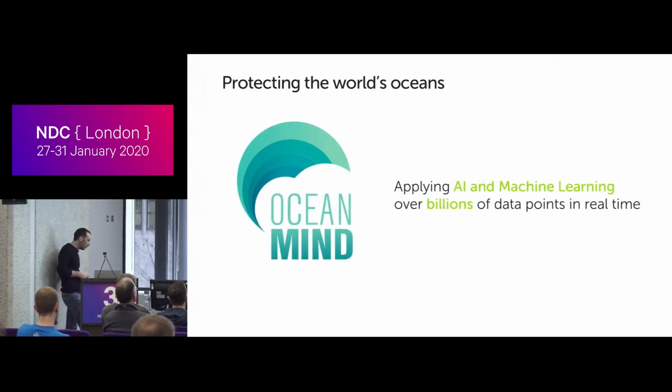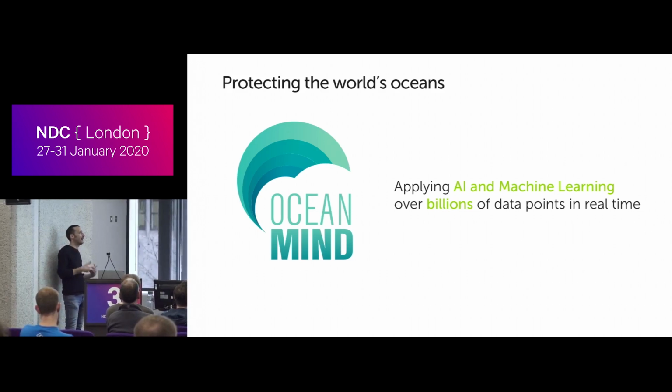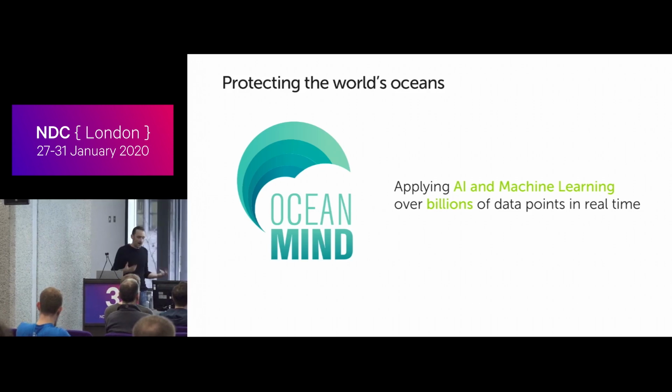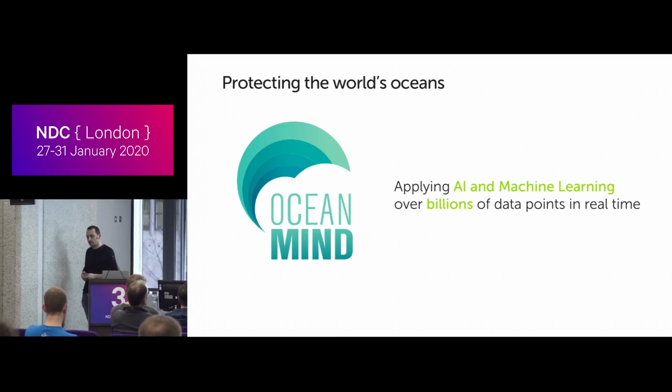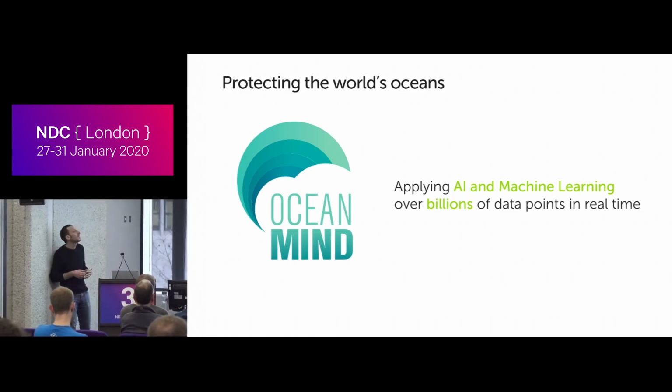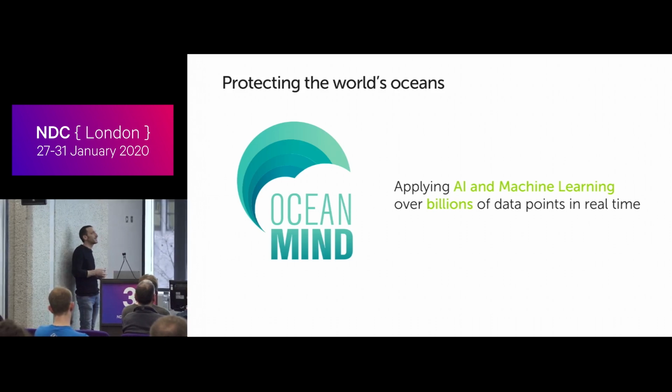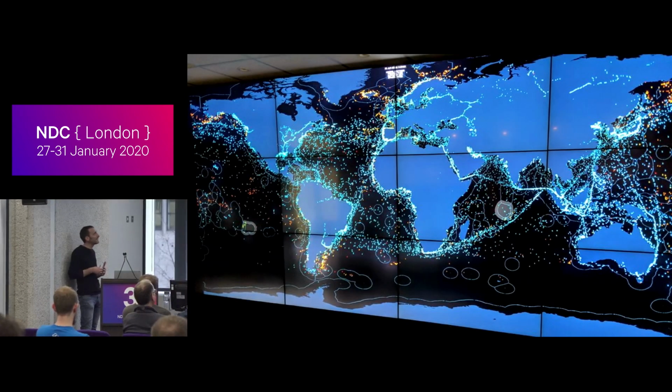So we were really fortunate to work with a company called OceanMind. Their mission is to solve these problems. They do this by collecting billions of data points around the world. They run a whole bunch of AI machine learning over that data, and they identify illegal phishing activity. They compile information for law enforcement, for seafood buyers, for responsible, sustainable fishing products. So they're a fascinating organisation who are incredibly motivated.